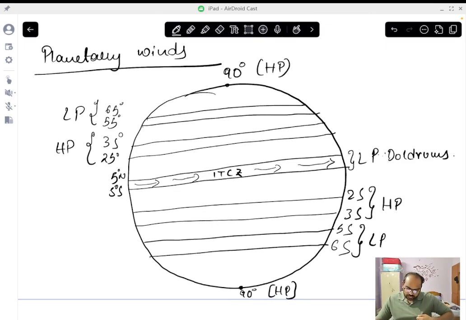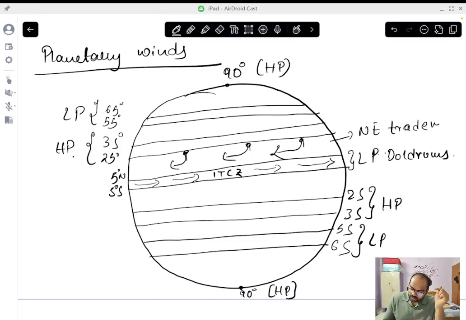Next, from subtropical high pressure, winds blow towards equatorial low pressure. So winds come like this from subtropical high, and they deflect towards right, and they blow like this. These winds are called northeast trade winds. Why northeast? The naming of winds is in such a way that they are named according to their origin. Here, the origin is in the northeast direction and they are blowing from northeast towards west. So they are called northeast trade winds.